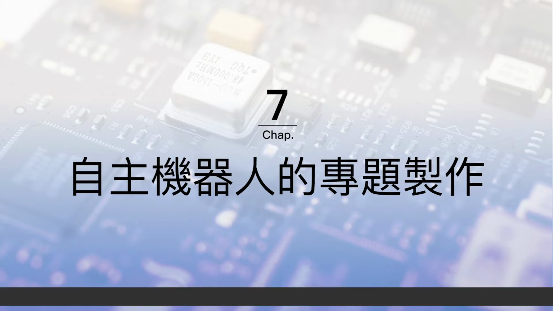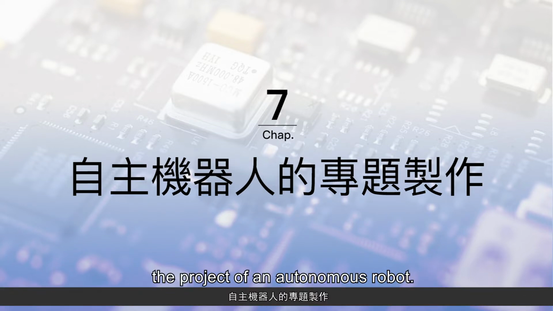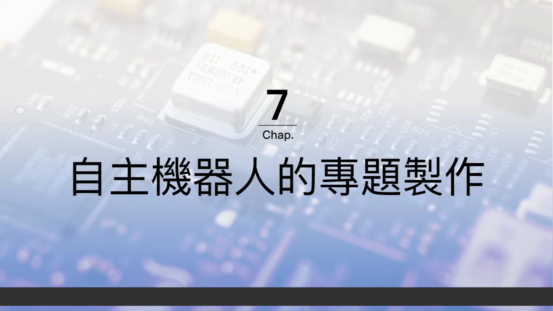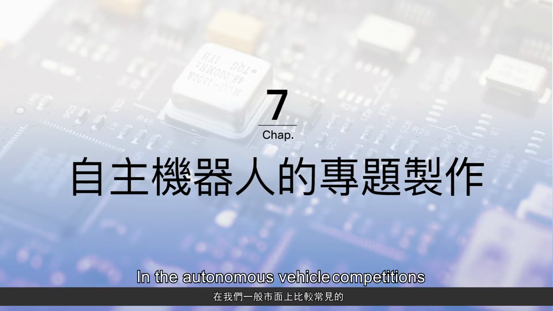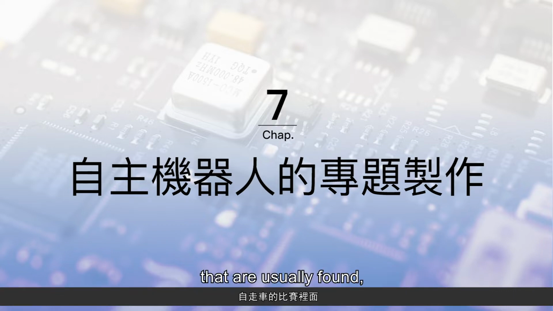Hello everyone. The class we're going to have today is the project of an autonomous robot. We'll be using the infrared sensor and an ultrasonic sensor for the in-depth discussion of a project that is more programming oriented. In the autonomous vehicle competitions that are usually found, these two basic sensors are mostly used.